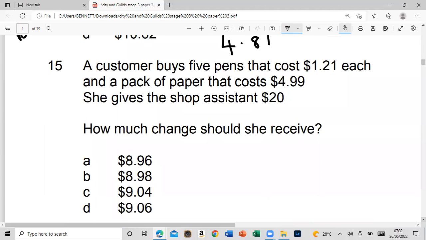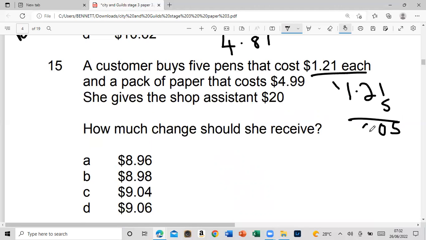A customer buys 5 pens that cost $1.21 each. As you go along, guys, when you see "each," that's for 1, so let's multiply by 5. Don't think about each pen. 5 ones, 5. So for the pens, I fix 5 times that, and a pack of paper that costs $4.99.